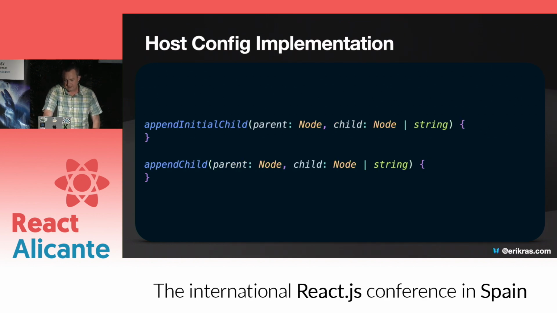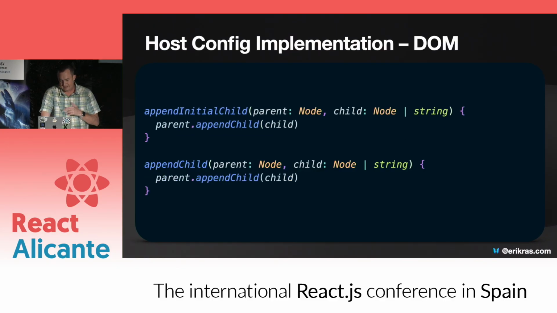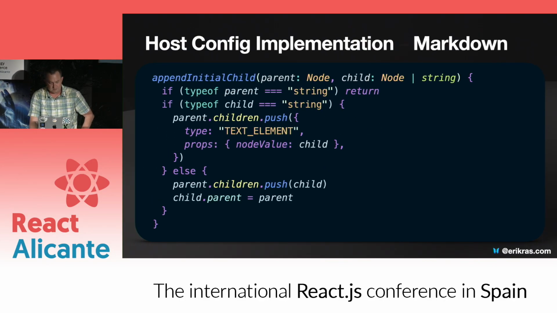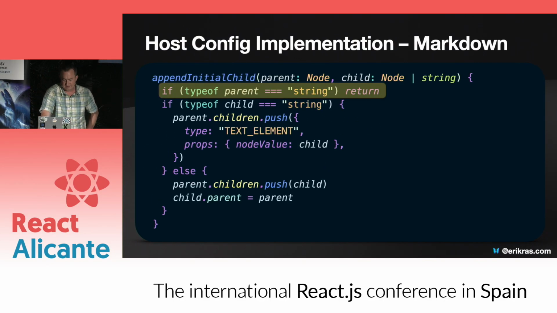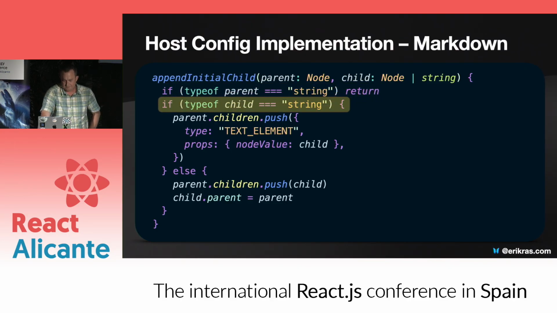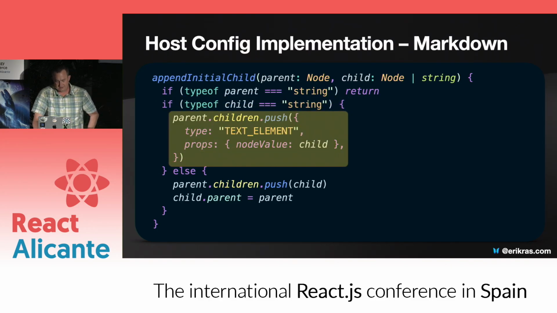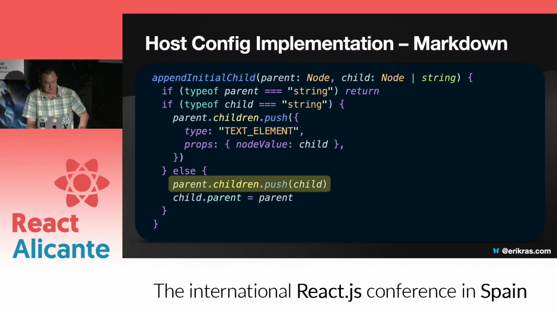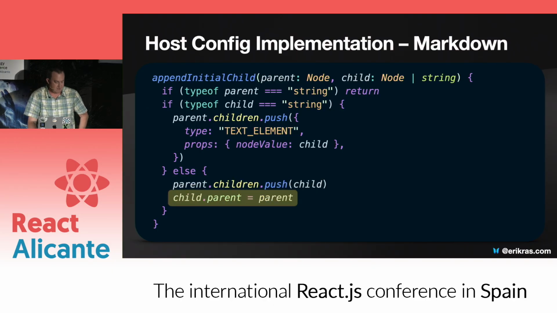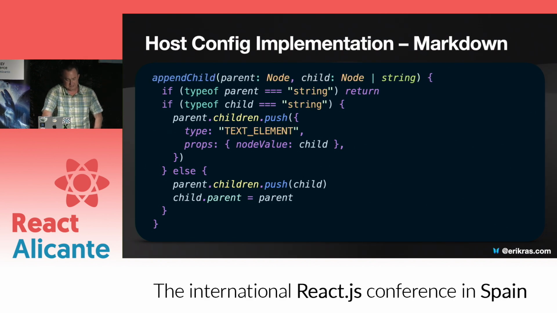And then there's append initial child, and this is not given the container, this is given one of your nodes, and this again is the exact same in DOM. And in mine, it's a little bit more complicated. If the type of the child is a string, then create a text element. Otherwise, just push and set the parent in case we want to traverse back up the tree. And append child is the exact same because it's the same thing.